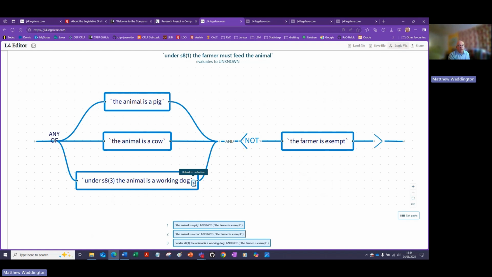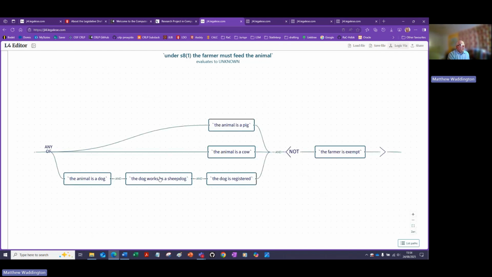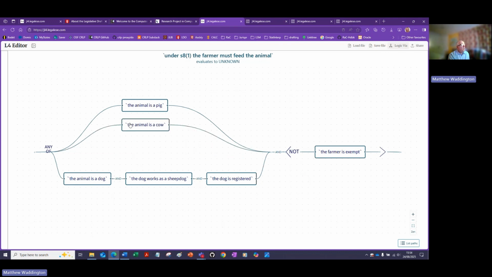But we also had a definition for a working dog. So again, there's a plus little box here to indicate that. Unfold to definition, it says. If I press that, it now draws out the animal is a dog and the dog works as a sheepdog and the dog is registered. So we're taking this purely from the wording of the draft. We're not trying to explain it or alter it in any way. We're just rearranging the actual wording of the draft.